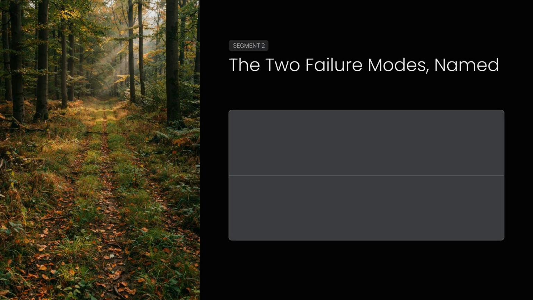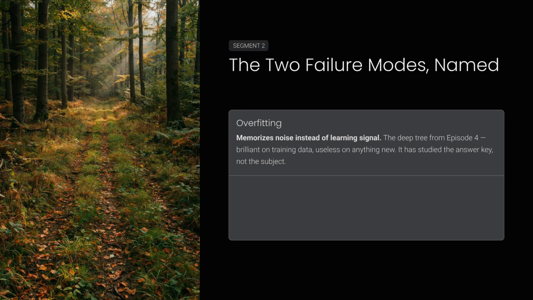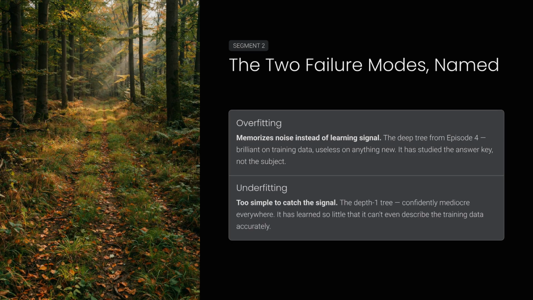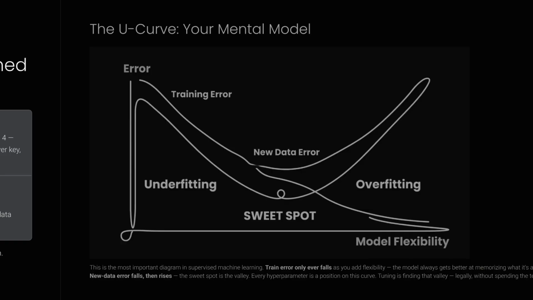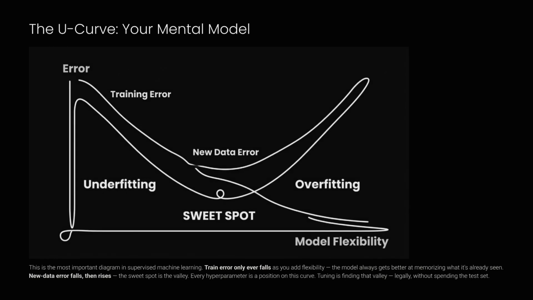Let's name our enemies. Overfitting happens when a model memorizes noise instead of the signal. Underfitting is when the model is too simple to capture the signal at all. Our goal is to find the balance between these two extremes. The U-curve is our primary mental model. As model flexibility increases, training error drops, but new data error eventually rises. The valley in the center is the sweet spot where the model generalizes best.